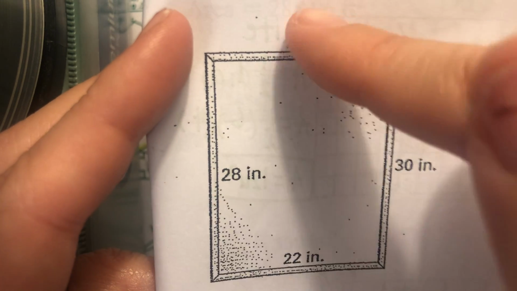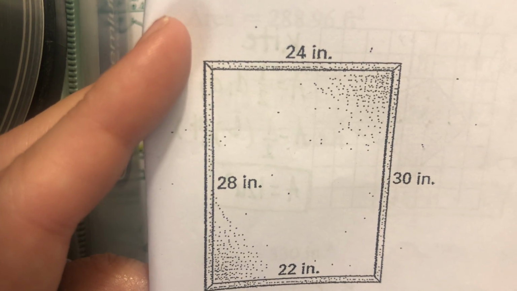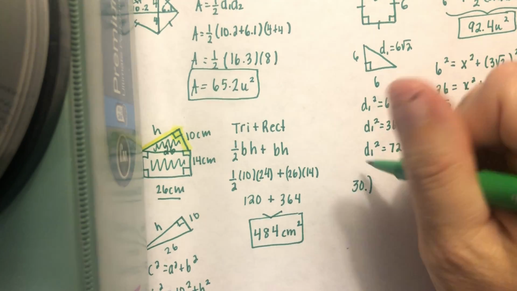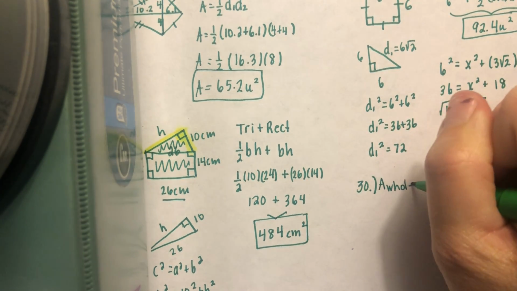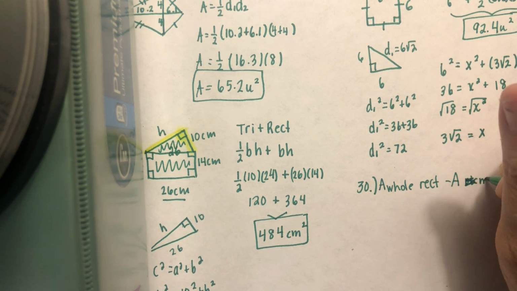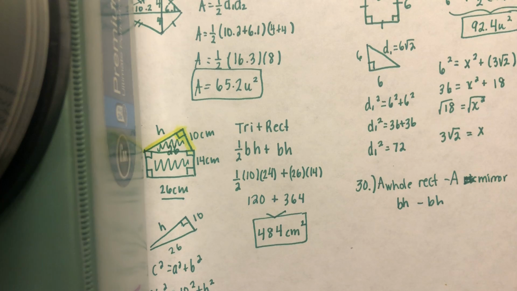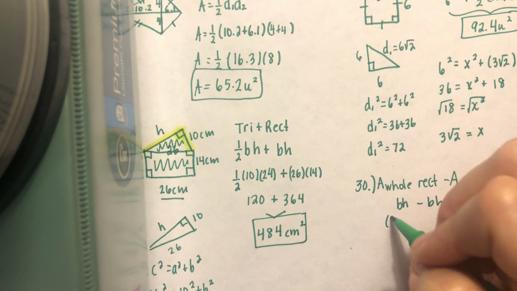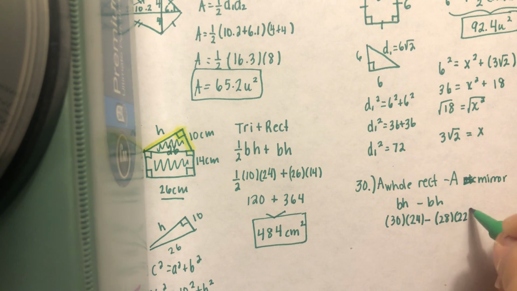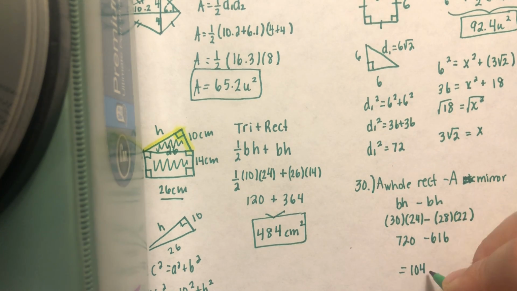So the whole thing is 24 by 30, but the little part inside is 28 by 22, or 22 by 28. So this is just going to be the area of the whole rectangle minus the area of the picture, or mirror, sorry, it's a mirror that's being framed. So it's just base times height minus base times height. The dimensions on the first one are 30 by 24. The dimensions on the second one are 28 by 22. And so this ends up being 720 minus 616, which equals 104 inches squared.